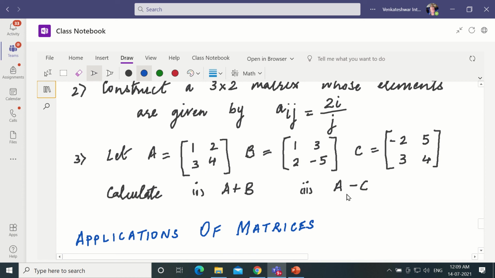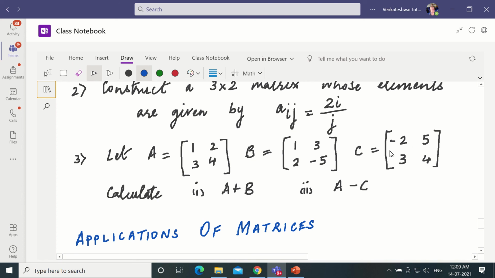Again, if I have to perform A minus C, the order of the matrices is the same, so I can do that. So I have 1 minus -2, that is 1 plus 2, that becomes 3. 2 minus 5 becomes -3, 3 minus 3 becomes 0, and 4 minus 4 becomes 0 again.